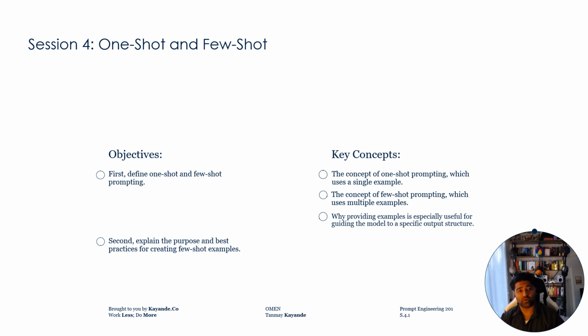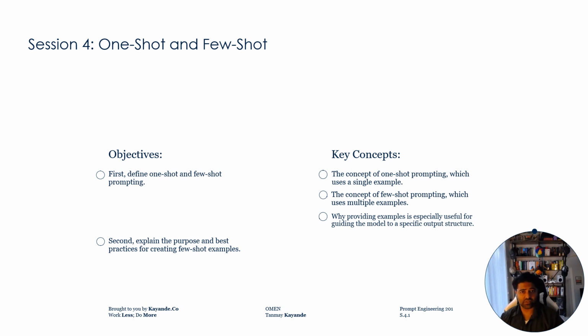Welcome to Session 4. Last time we explored zero-shot prompting, where we give the AI a direct task with no examples. But what happens when that task is more complex, or you need the output in a very specific format? That's when zero-shot isn't enough. Today we'll learn how to teach the model by showing exactly what we want.